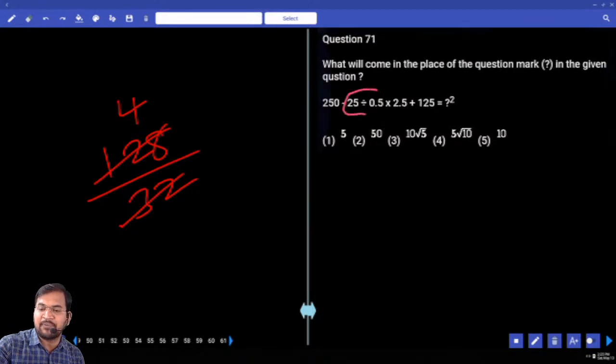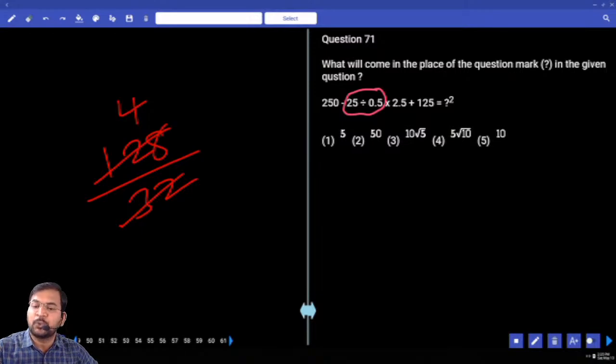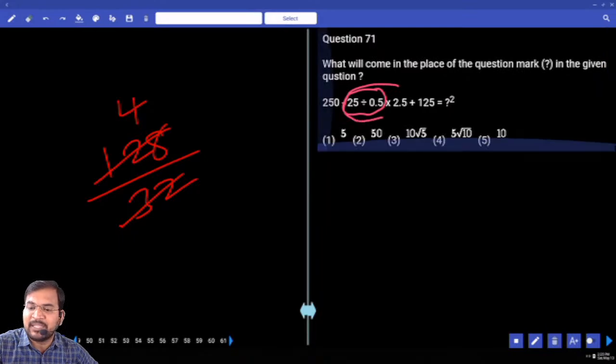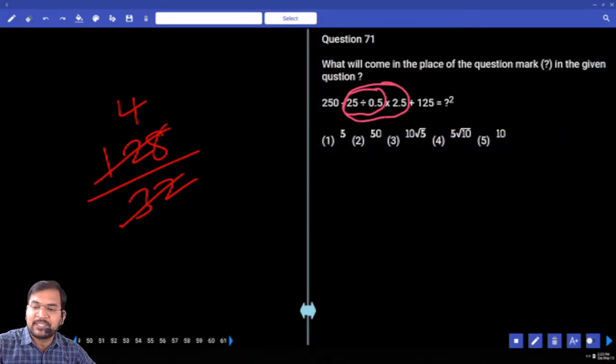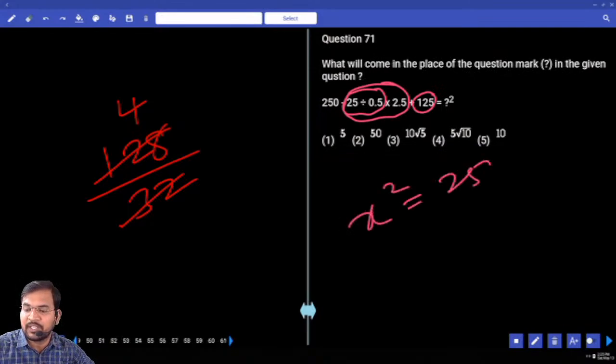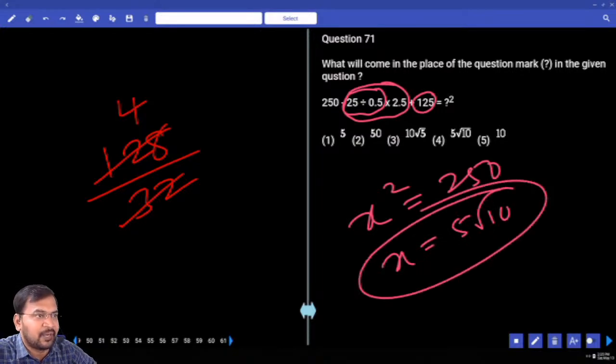25 by 0.5 is nothing but how much? 50, na? Yes or not? 50 into 2.5, 125. 50 into 2.5, 250. 125, yes or not? 125 gets cancelled, na? This is 125, this is minus 125, na? Minus 125 plus 125 get cancelled, na? x square is equal to 250. Then x is equal to 5 root 10, if 5 comes under root, 25 into 10, 250.